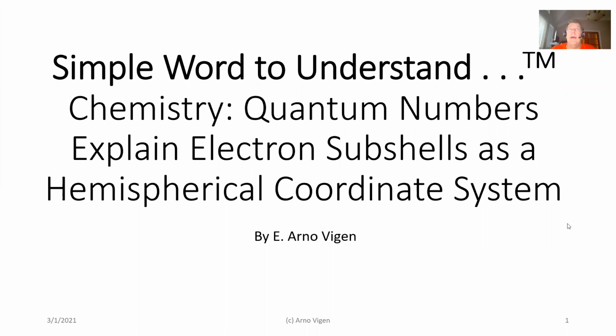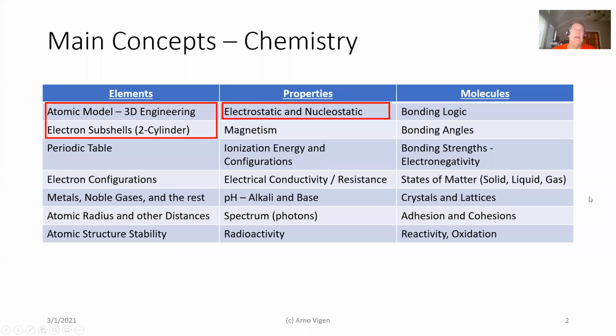This video is about how quantum numbers explain electron subshells as a hemispherical coordinate system. Now, the main concept in chemistry includes understanding each of the elements, obviously their properties, and then how they come together into molecules and more complex systems. This is a basic thing, so we'll introduce just the atomic model, which is 3D engineering to understand it.